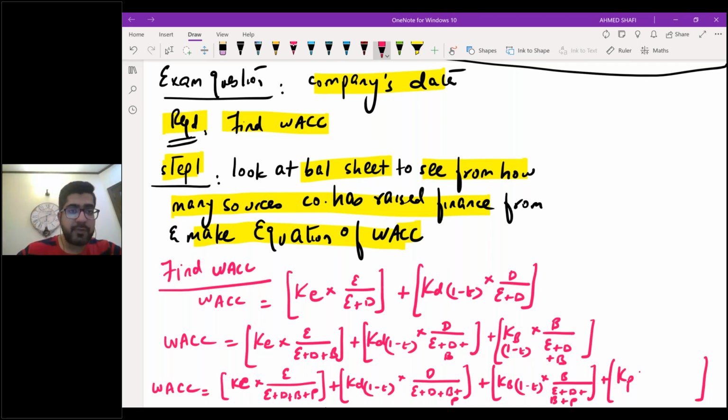What is the advantage of this? Once you make the equation in step one, you know which variables you need to calculate. So in step two, calculate the required variables.